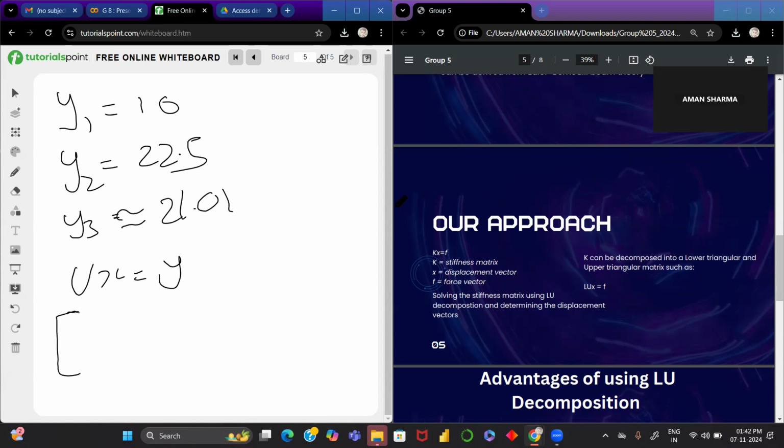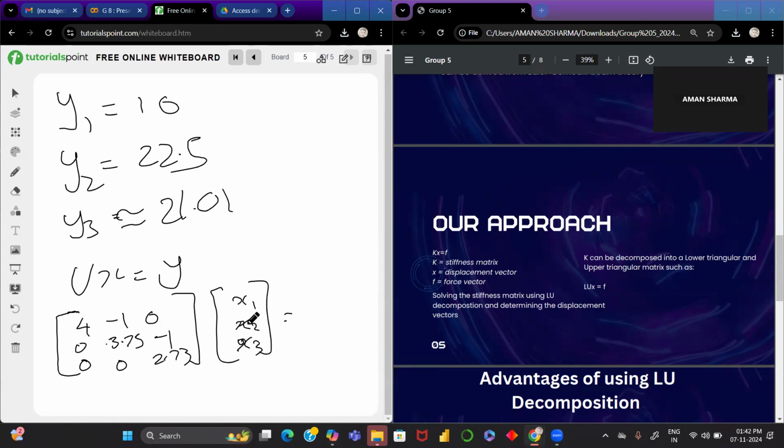So we have U like this: 4, -1, 0, then 0, 3.75, -1, 0, 0, 2.73 into x. That means x1, x2, and x3 is equal to the matrix that we get: 10, 22.5, 21.01.